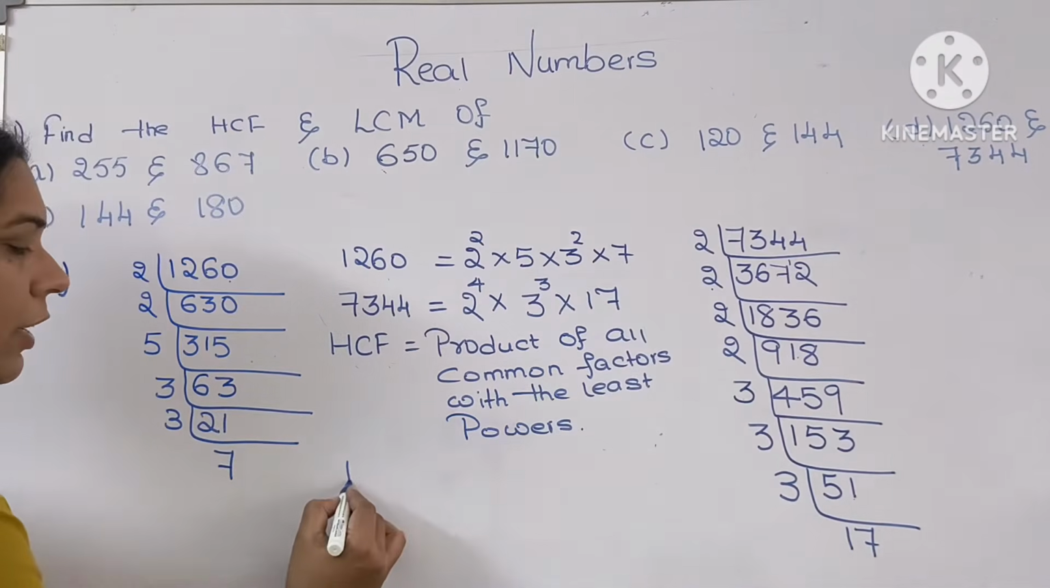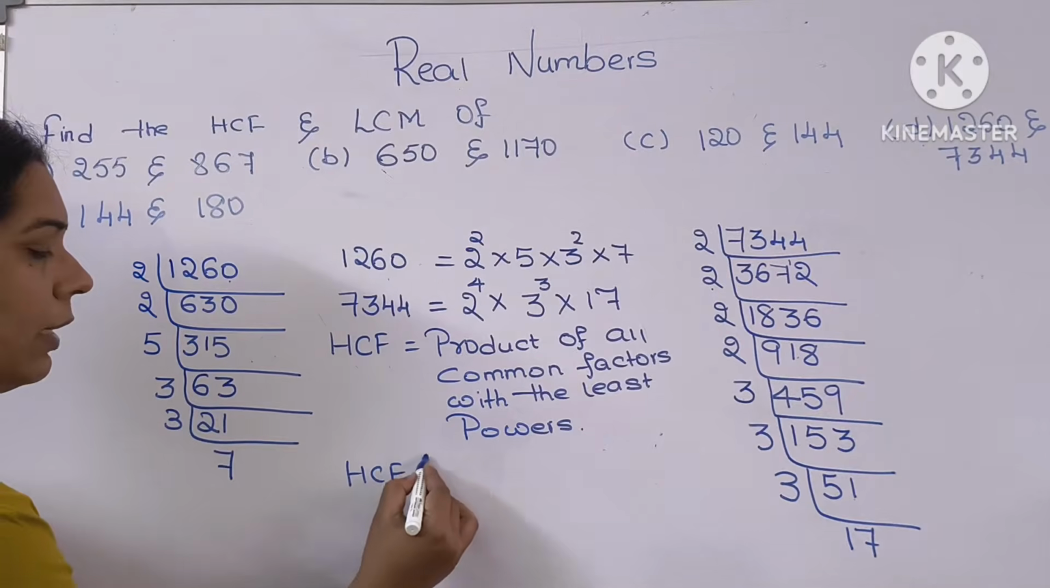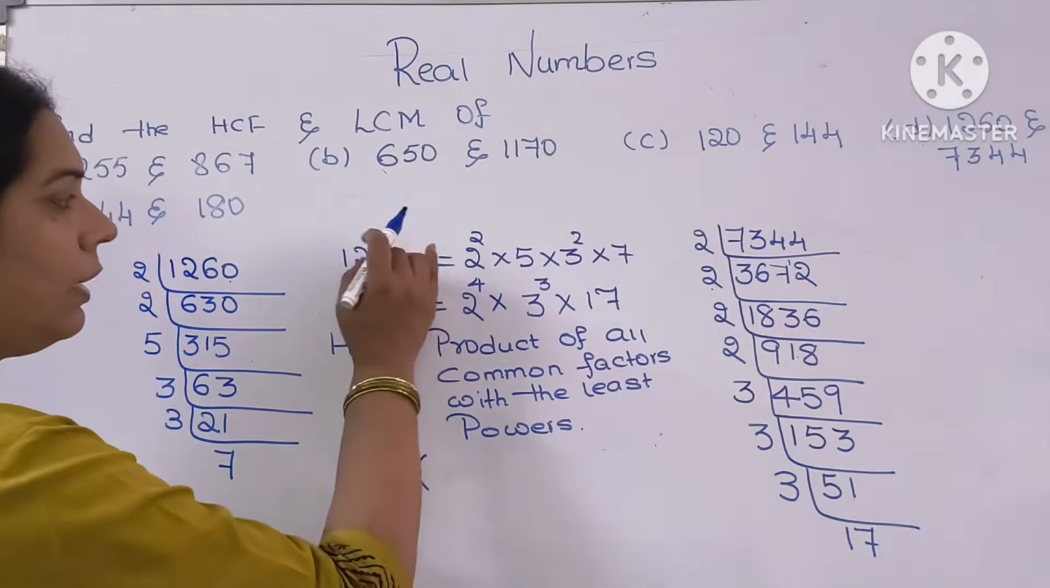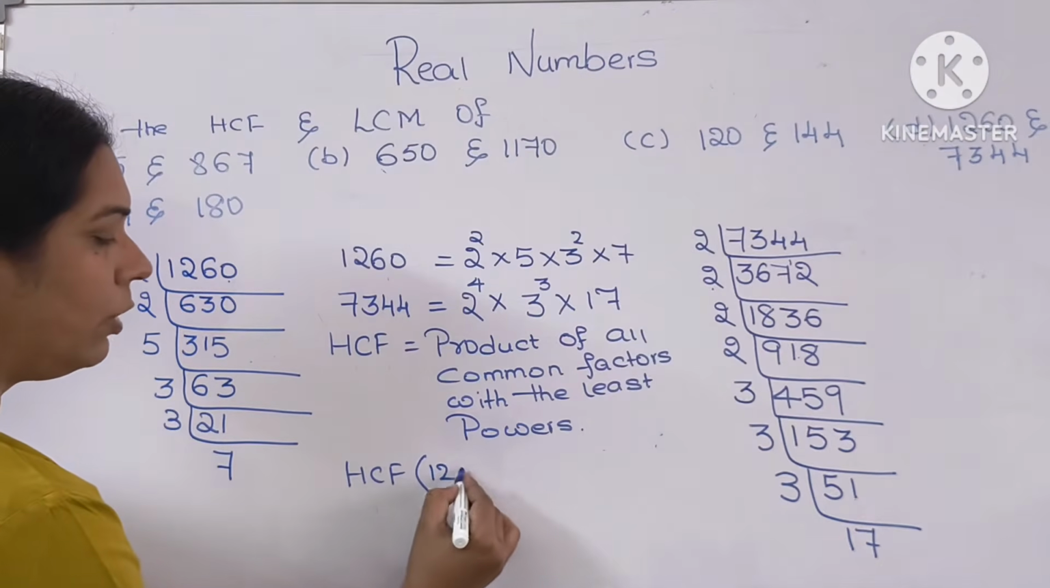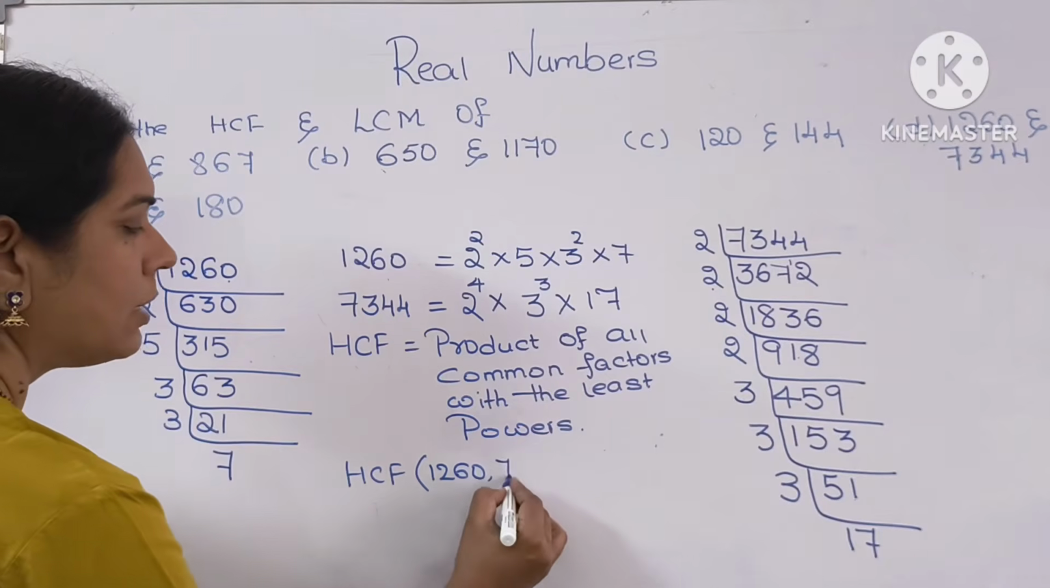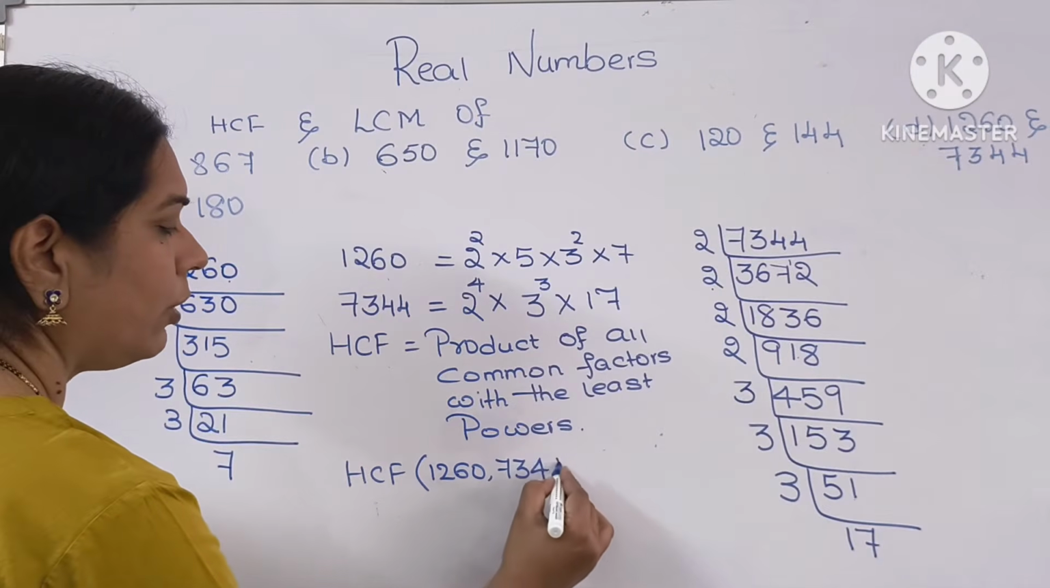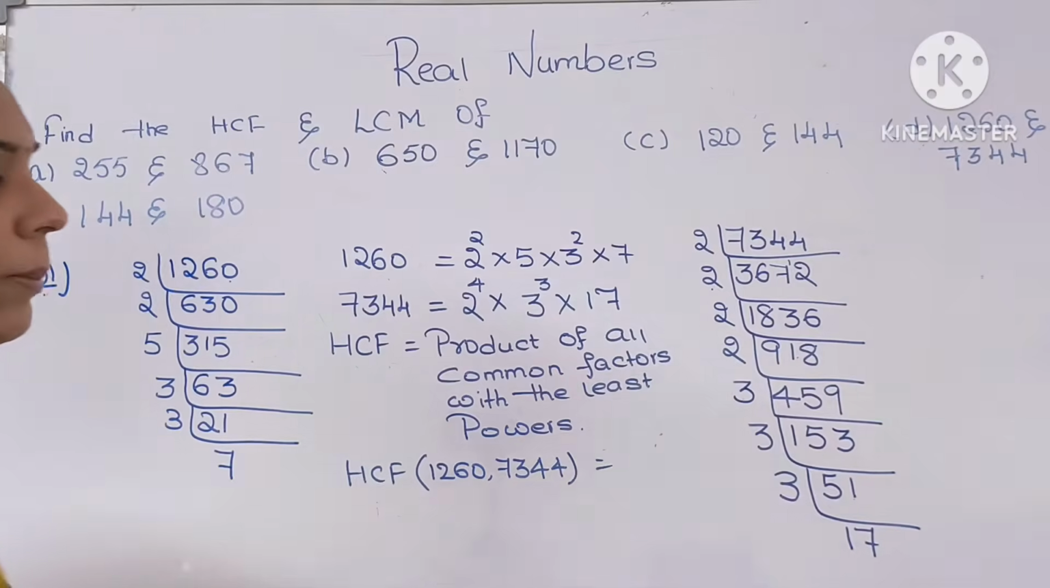So what is the HCF of the given two numbers? You have to write it like this. Write HCF, start a bracket, write the given two numbers 1260, comma 7344. This is how you have to write the HCF of any two numbers.